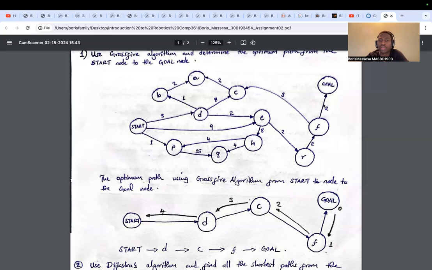So these are the only possible solutions that we could take: go F, C, D to start, or go F, E, then going to start here. That was the easiest route we could take to get to this point.